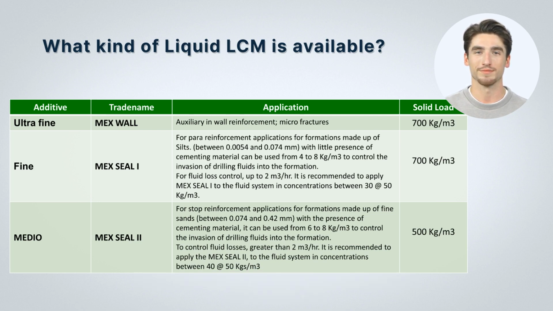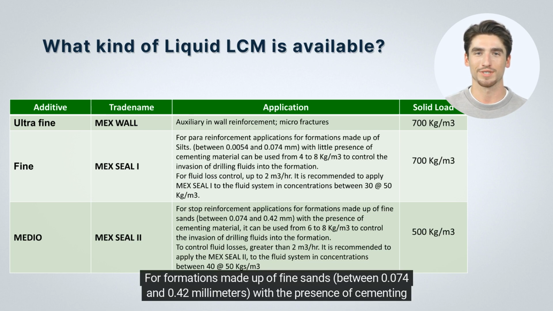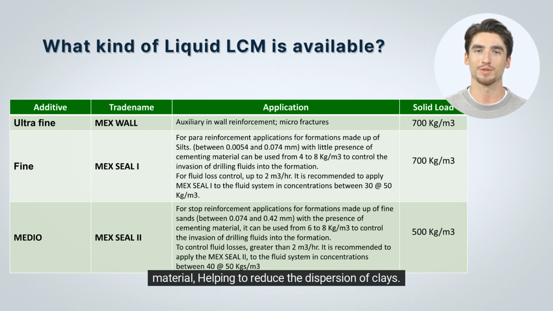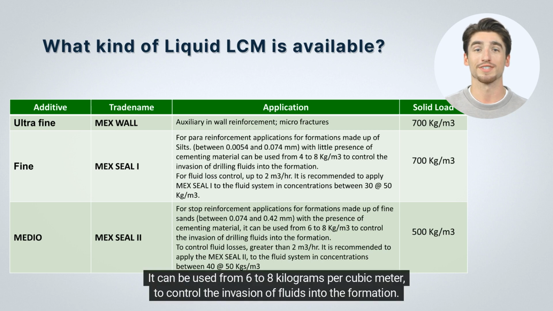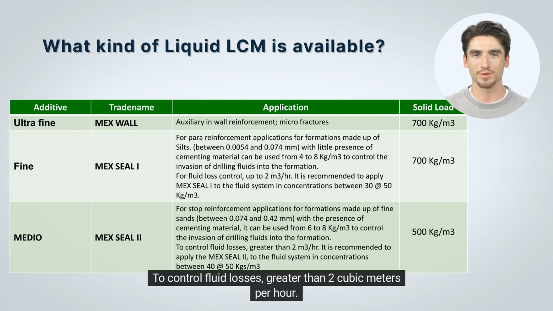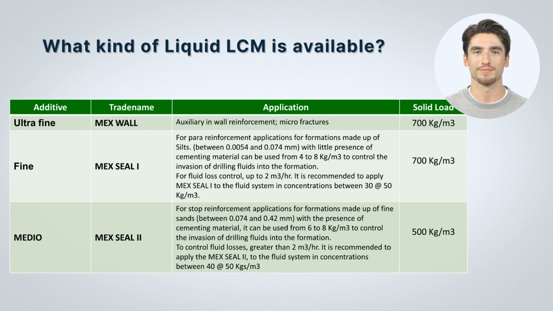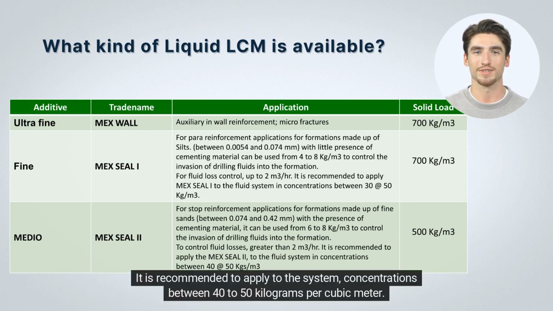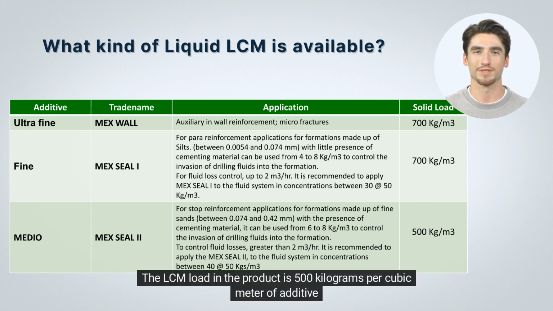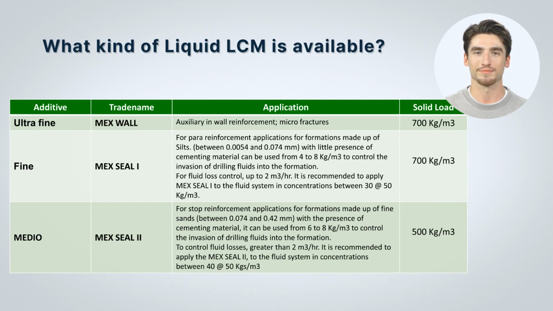Medium. For formations made up of fine sands between 0.074 and 0.42 millimeters, with the presence of cementing material, helping to reduce the dispersion of clays. It can be used from 6 to 8 kilograms per cubic meter to control the invasion of fluids into the formation. To control fluid losses greater than 2 cubic meters per hour, it is recommended to apply to the system concentrations between 40 to 50 kilograms per cubic meter. The LCM load in the product is 500 kilograms per cubic meter of additive.